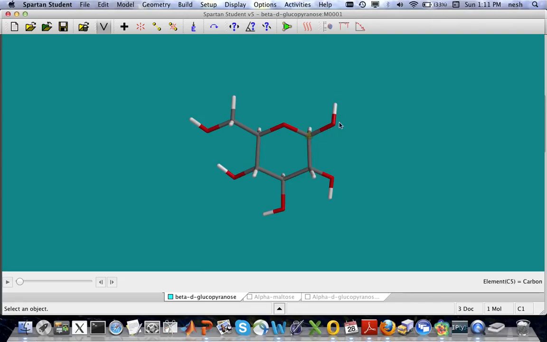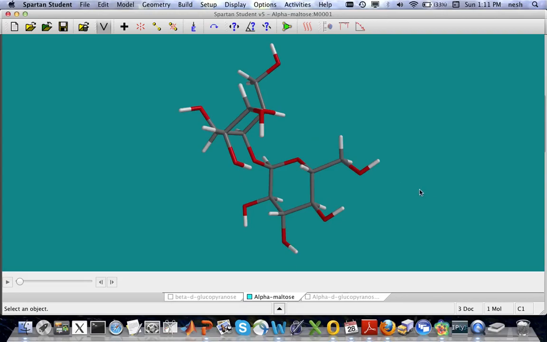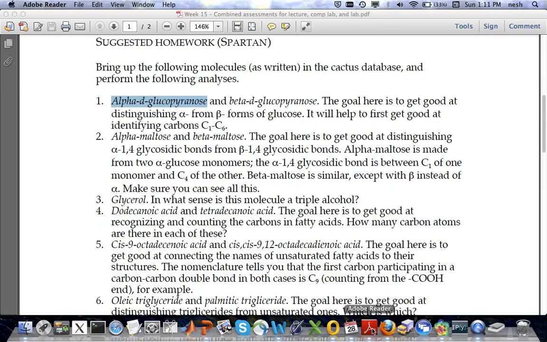Now, the next thing that we're going to be looking at is dimers, and here I brought up alpha maltose, as you can see here, the alpha maltose. And there's also a beta maltose. Now these are just disaccharides, but the alpha maltose is sort of our model for starch, and the beta will be our model for cellulose.